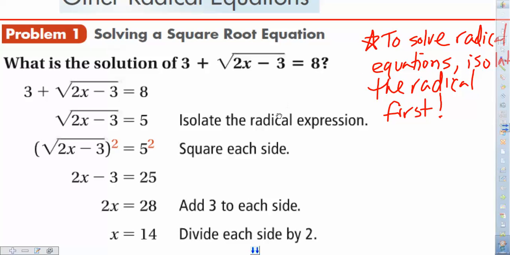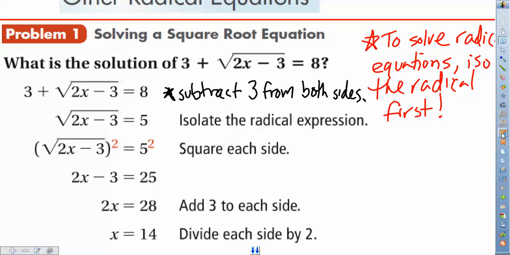So notice the first step that they did not write in here, and I'll go ahead and write that in there. They subtracted 3 from both sides. So if you subtract that 3, that's outside that square root on the left side of the equation. That's why that 8 turns into a 5. Now, to isolate the 2x minus 3, in other words, to undo a square root, the inverse operation of a square root would be squaring. So that's why we square each one of those two sides.